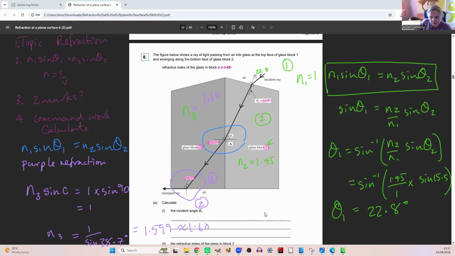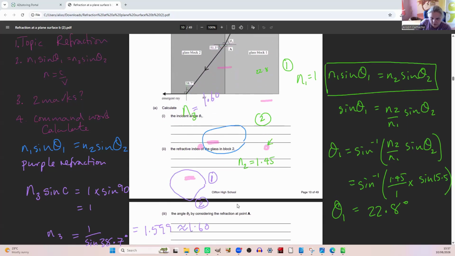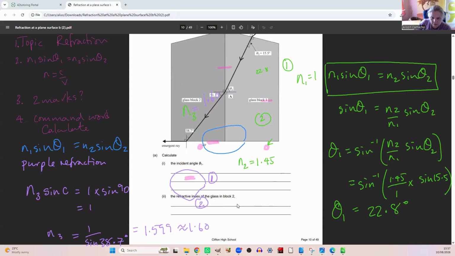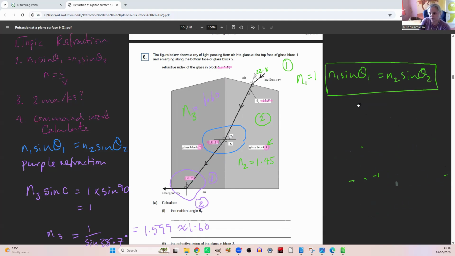Right, so let's just quickly scoot down and see what the third bit is. It says, what's the angle theta 3 by considering the refraction at point A? So now what we've got to do is refraction in the middle, the blue one. Let me clear out all this stuff on the right hand side. So we're now going to do blue refraction and we've got to find theta 3.